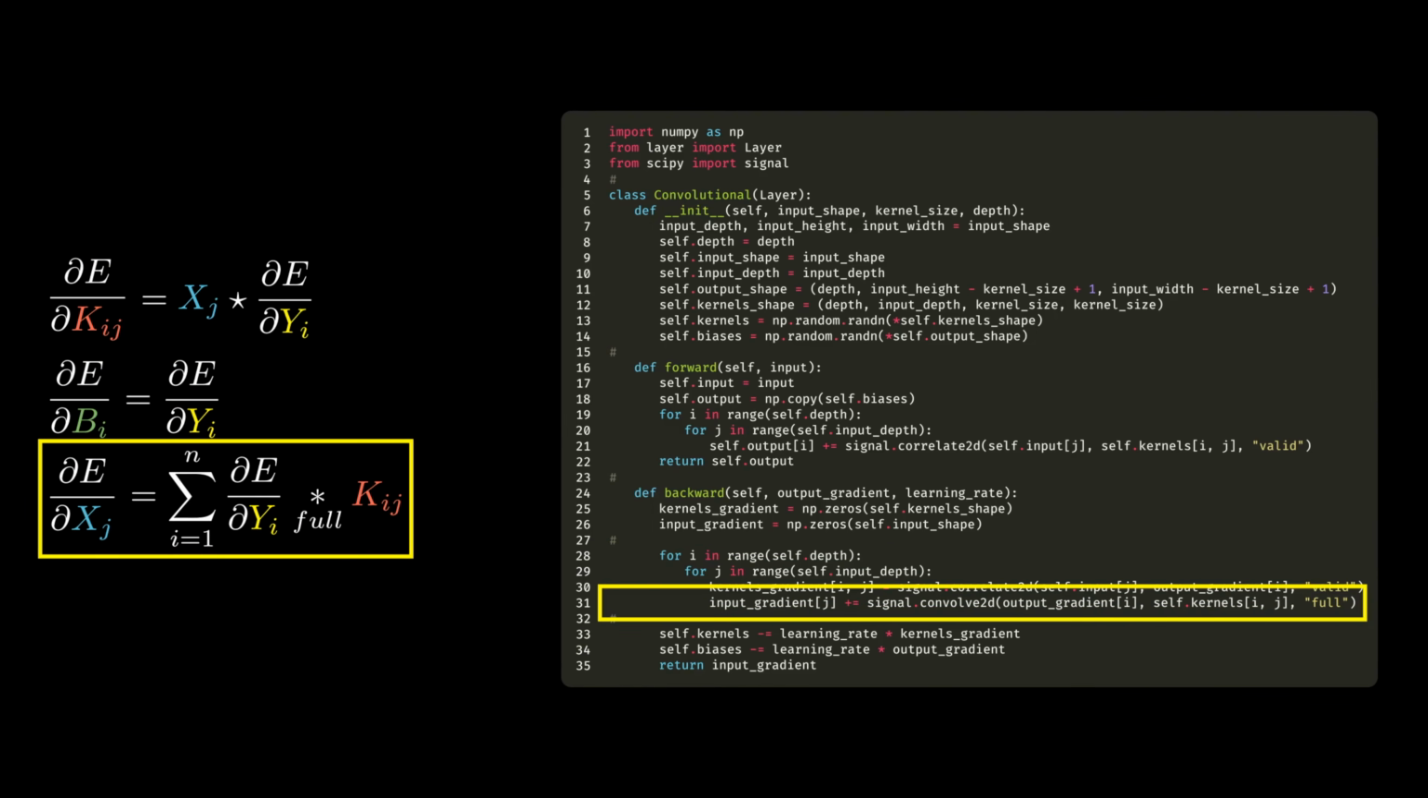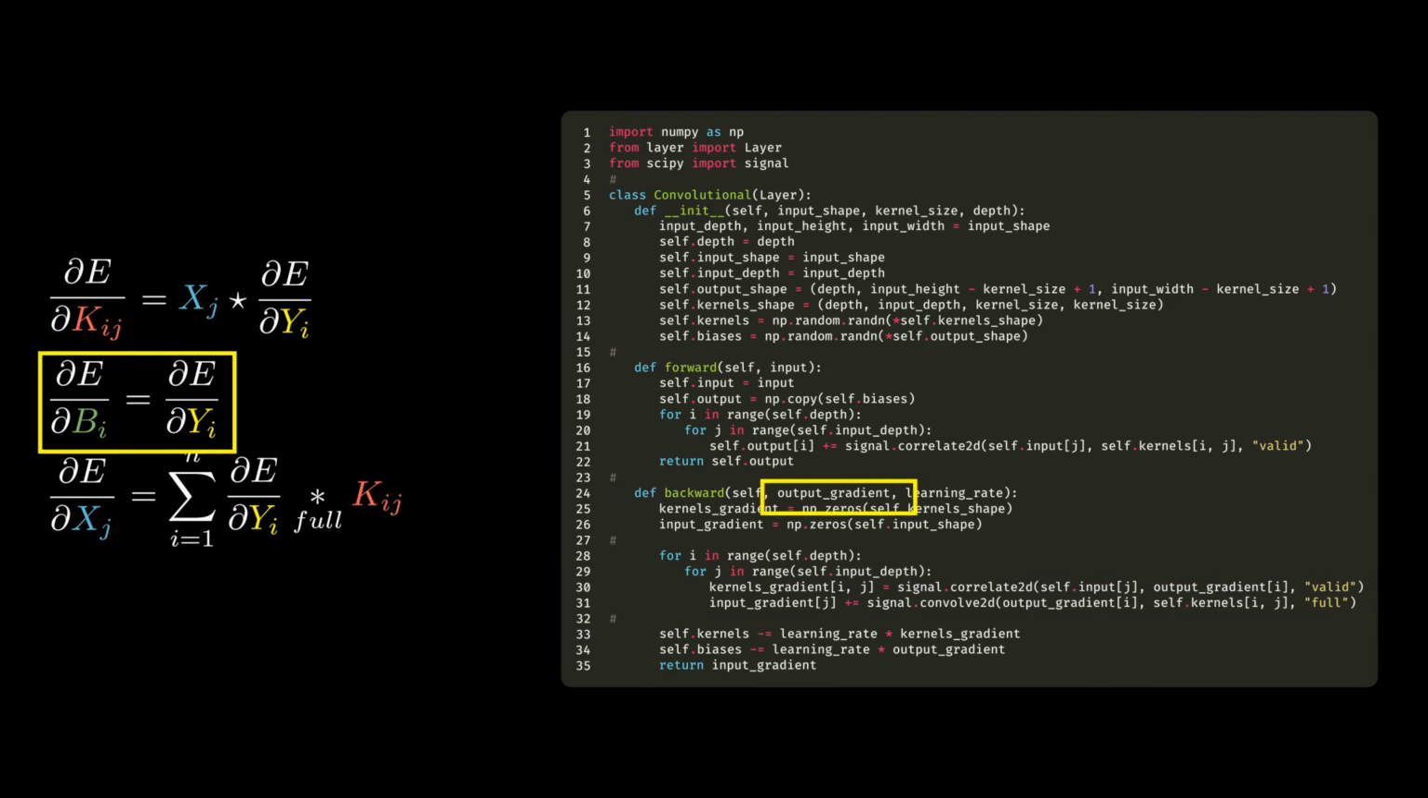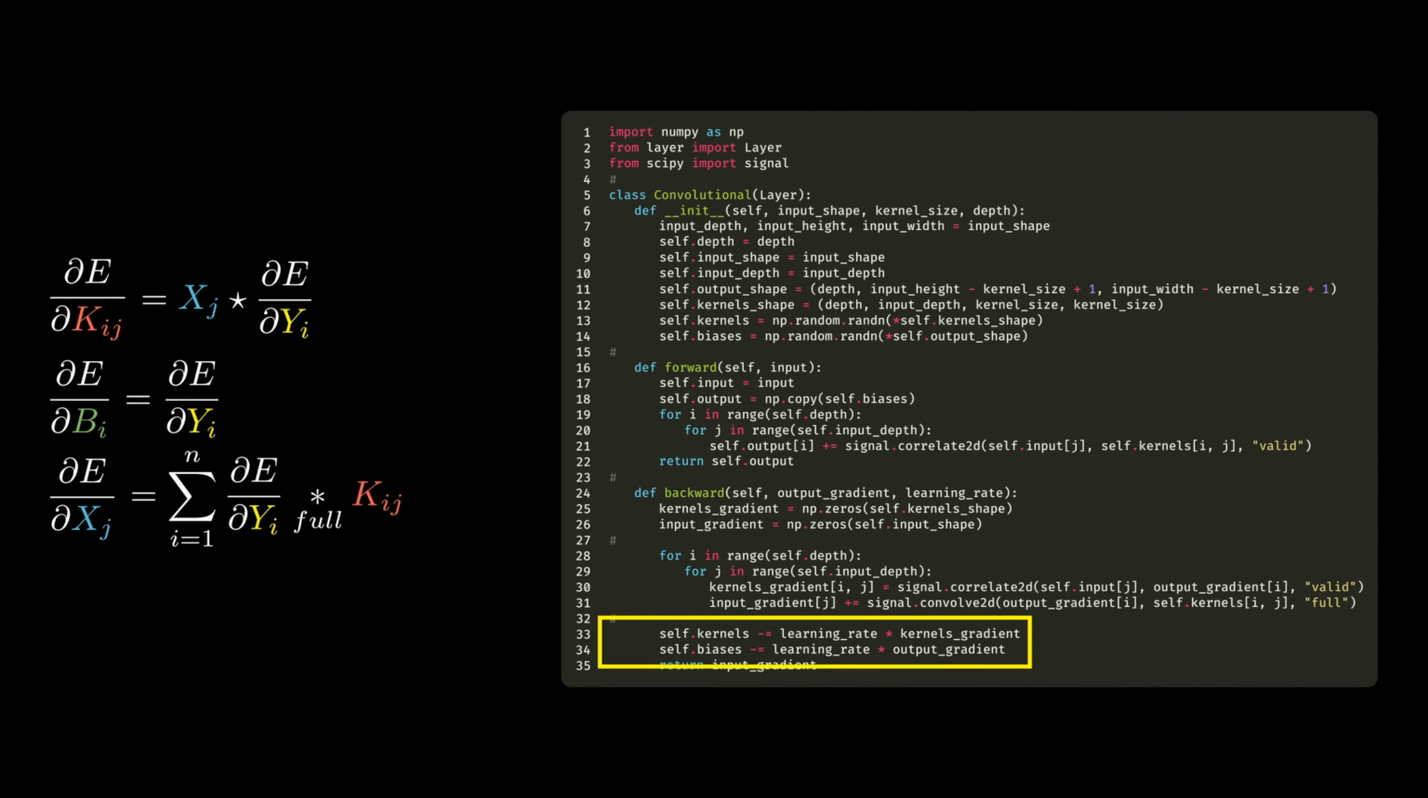Next, we compute the input gradient. Although this might seem weird to put this line here, if you think about it, it's exactly the same thing as computing this inside 2 separate for loops. Notice how this time we used the convolve method and specified the mode to be full instead of valid. About the bias gradient, we don't have to calculate it since it is equal to the output gradient, which is given as a parameter to the backward method. So finally, the last step is to update the kernels and biases using gradient descent and return the input gradient.